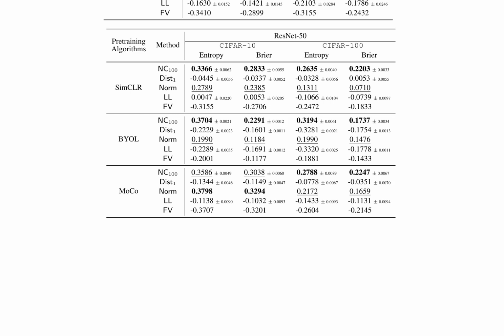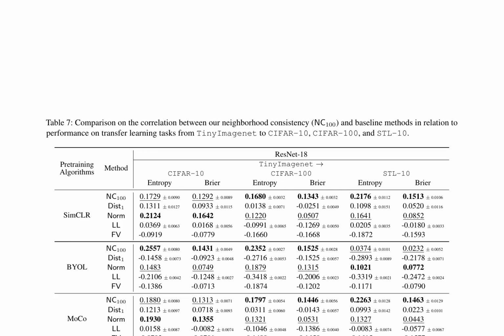of various methods. Table 7 presents a comprehensive comparison of the correlation between the proposed neighborhood consistency metric, NC100, and various baseline methods across 3 transfer learning tasks: Tiny ImageNet to CIFAR10, CIFAR100, and STL10. The results are reported for both ResNet 18 and ResNet 50 architectures. The correlation coefficients between NC100 and baseline methods, including entropy, Brier, norm, LL, and FV, are calculated for each transfer learning task and reported with their corresponding standard deviations.